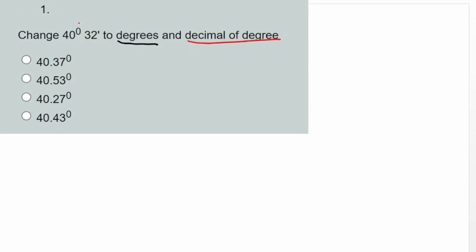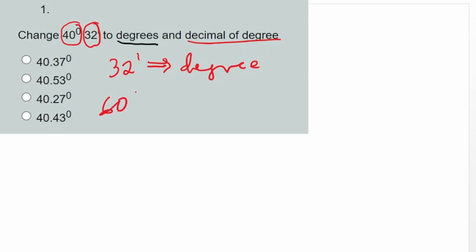As you can see, this is 40 degrees. But the second one is 32 minutes, which means we are changing 32 minutes to degrees. How do we do that? Don't forget that 60 minutes is equal to 1 degree. Since this is minutes, and we want to change it to degrees, we are moving from a smaller unit to a bigger unit. So in that case, we're going to divide.